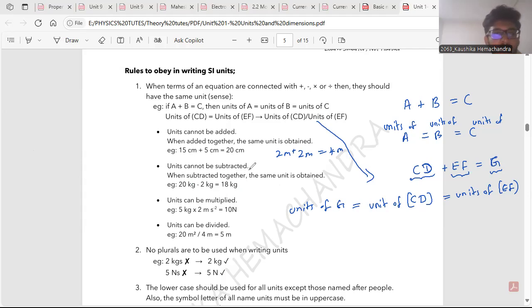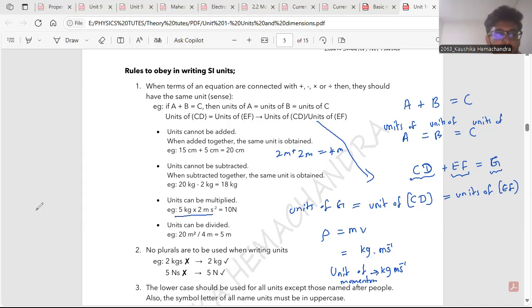But although you can't add or subtract units, you can multiply units, right? So when you multiply, the best example would be momentum. You know momentum at all levels, mass into velocity. Mass is in kilograms, velocity is in meters per second. So the unit of momentum is the multiplication of those two. That is kg m s minus 1. That is the unit of momentum, the multiplication of kg into m s minus 1.